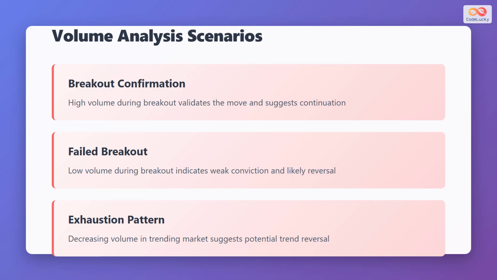Let's look at practical scenarios where volume analysis matters. During a breakout, high volume confirms the move and suggests continuation of the trend. However, a failed breakout occurs when volume is low, indicating weak conviction and a likely reversal back into the previous range. An exhaustion pattern happens when volume decreases in a trending market. This declining participation suggests the trend is losing momentum and a potential reversal may be near.